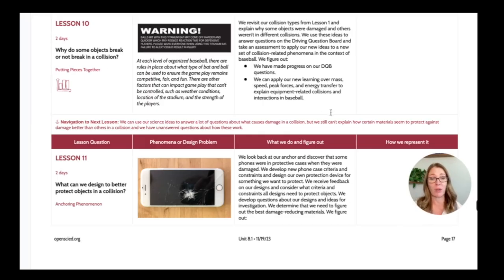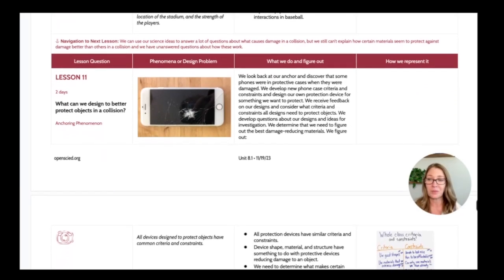So again, remember, we're taking those ideas developed, not talking about carts and tracks, not talking about cell phones breaking, but we're talking about baseball bats and baseballs and how we are understanding mass and speed and peak forces and energy transfer apply into that scenario.